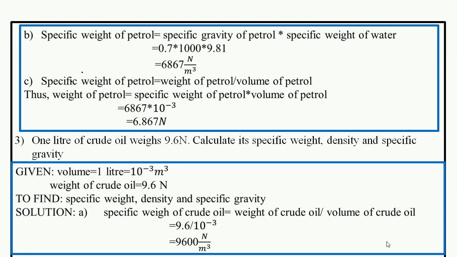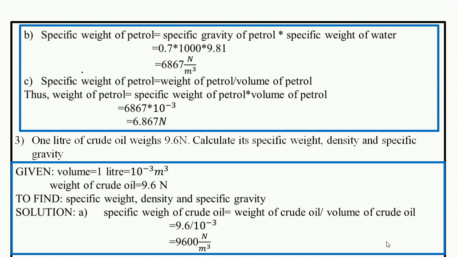Now the specific weight of the petrol is mass density into acceleration due to gravity. So we are getting it as 6867 Newton per meter cube. Now the specific weight of the petrol is equal to the weight of the petrol to the volume of the petrol. Thus the weight of the petrol is equal to the specific weight of the petrol into the volume of petrol. So we are getting the weight of the petrol as 6.867 Newton.